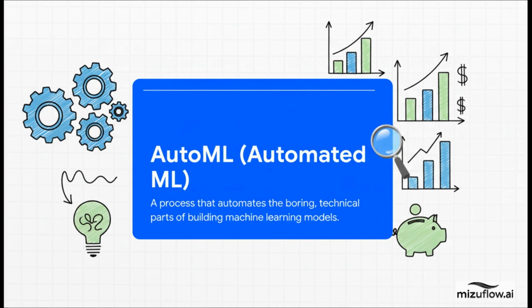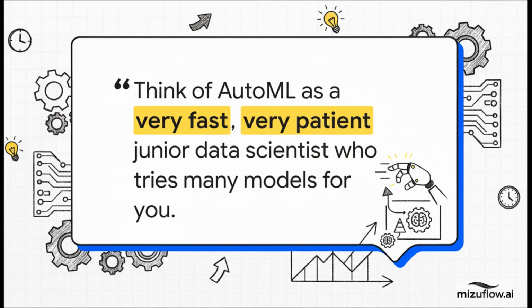First, let's just get the formal definition out of the way. AutoML is a process of automating the end-to-end tasks of applying machine learning to real-world problems. Okay, fine, but that's a little dry, isn't it? Let's make it way more intuitive. This right here is the perfect way to picture it.